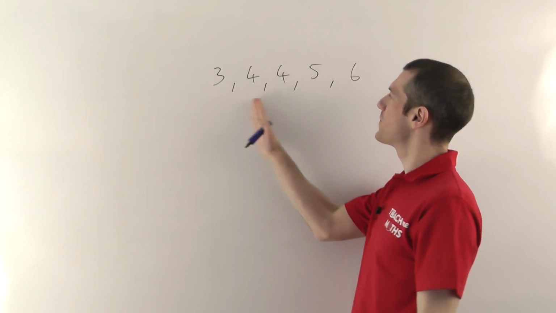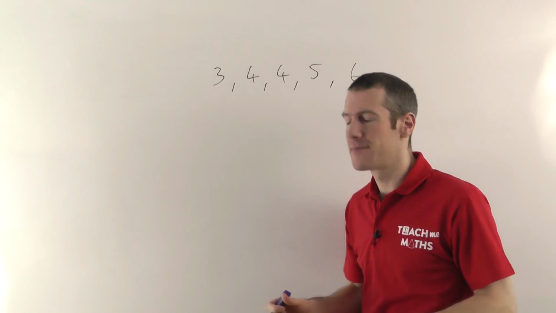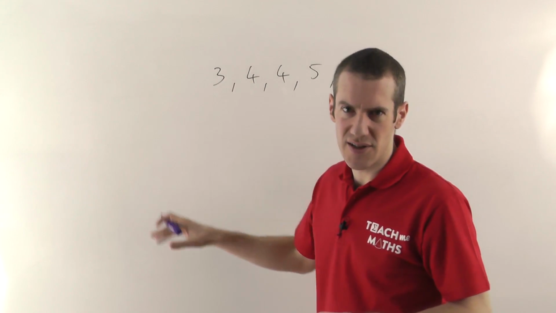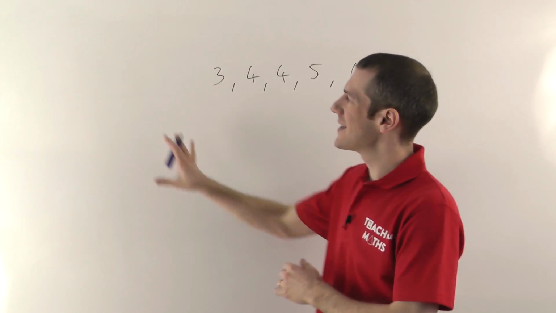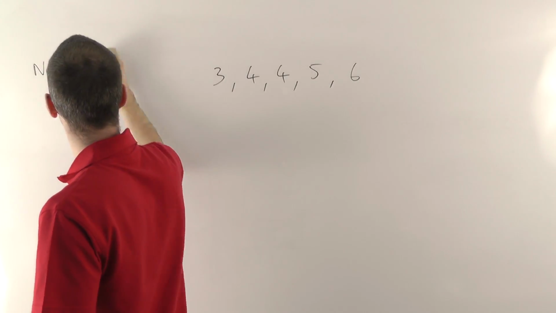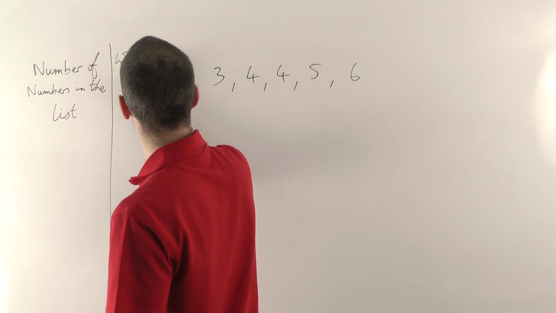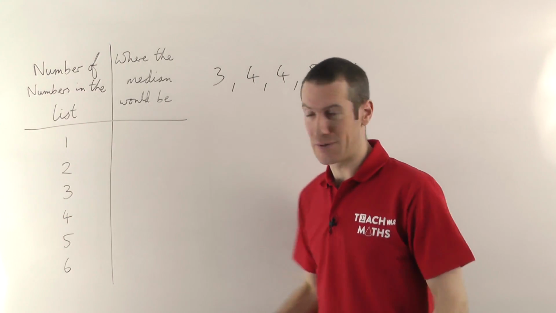So what I want to do is explain with a simple list of numbers how you find out where the middle is, and then we'll come on to a proper frequency distribution and how you find the median. So I'm going to draw a little table out here to help us, so just give me a moment. Okay, this is my table.